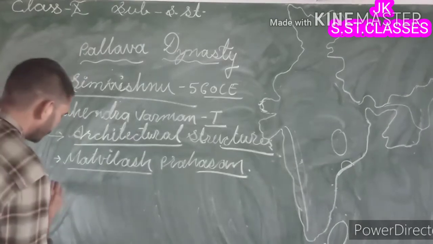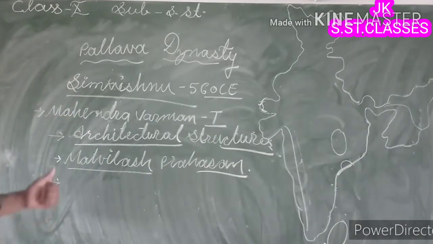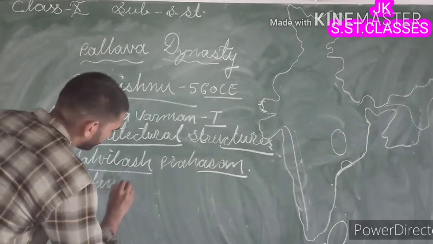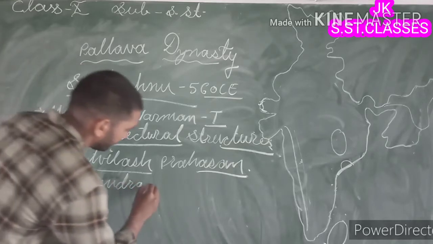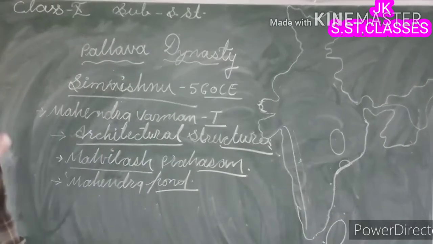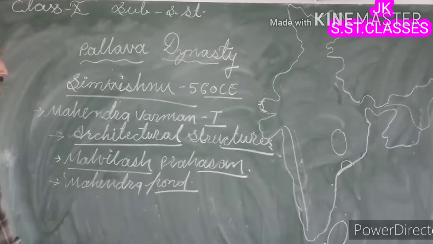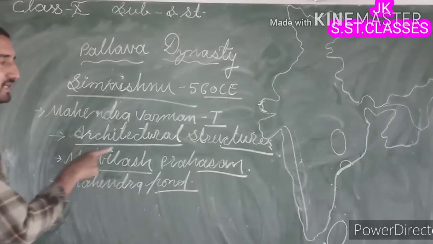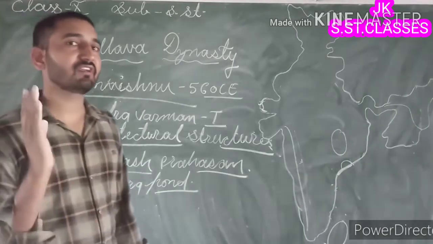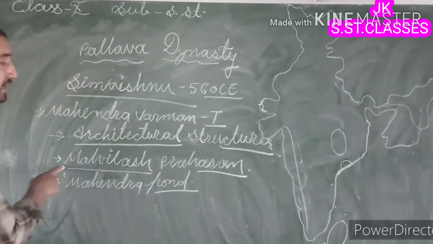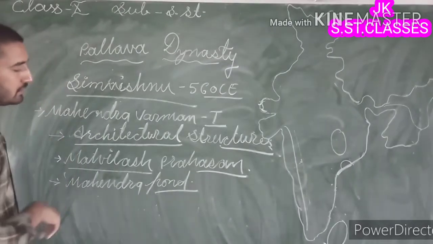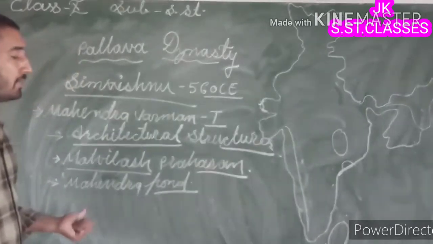The most famous pond related with Mahendravarman is known as Mahendra pond, which was also dug out by Mahendravarman I. Is that clear? So three major things are related with Mahendravarman I: he was a great architect, he wrote a play named Mattavilasa Prahasana, meaning he was a great scholar, and he got constructed the Mahendra pond.